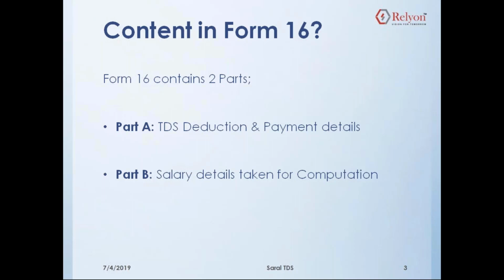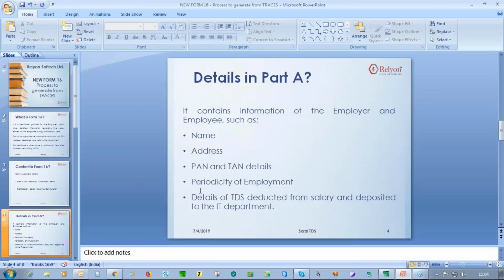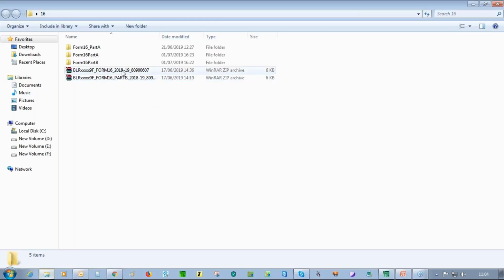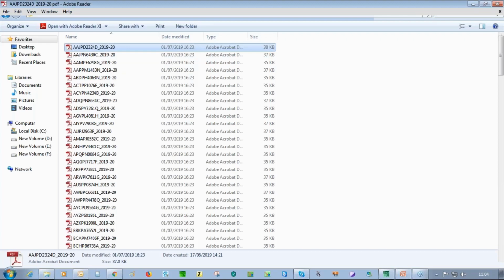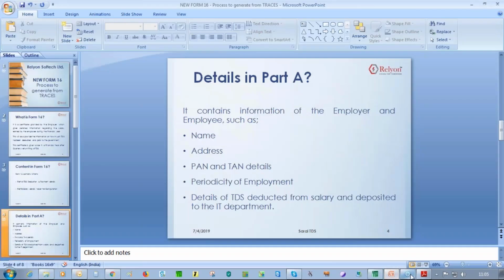Okay, so we'll continue. I just told you the content which is there in Form 16, Part A and Part B. We'll also check the details in Part A. In Part A, there is certain information, and we will see what all information we can see under Part A. It contains information of both the employer as well as the employee, such as the name and the address of both the employer and the employee. I'll show you with an example.